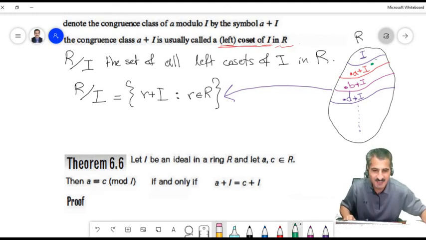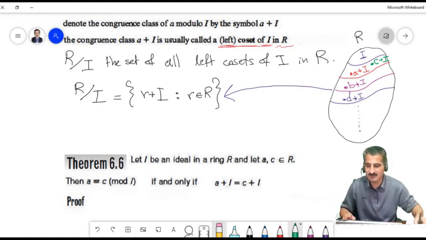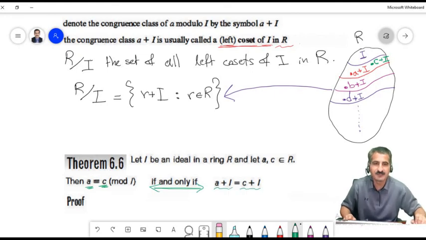If I have C in the same coset as A, then the coset of C and the coset of A are the same. This is what we are saying. If A and C are congruent modulo I, then they give you the same coset. Okay? And this is very important.